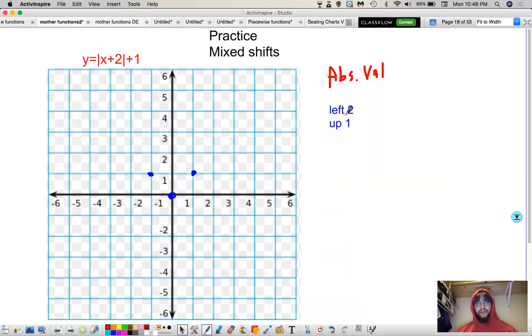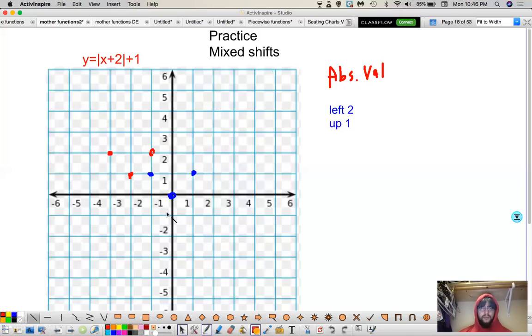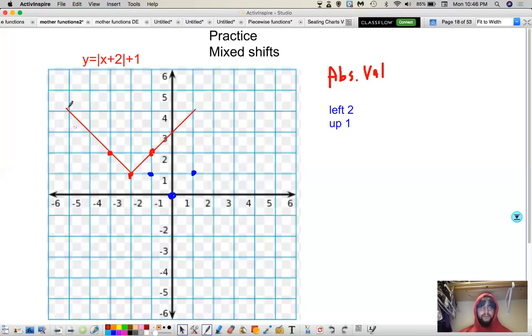So here's what I have to do. Go left 2, up 1. There's my transformation. That's the daughter function. This blue function birthed these points. That's what happened, by a miracle of math.